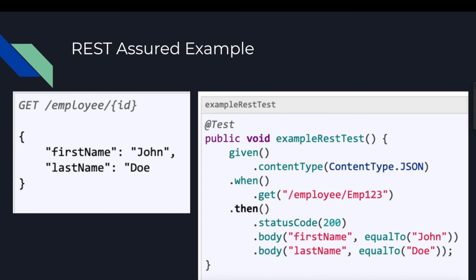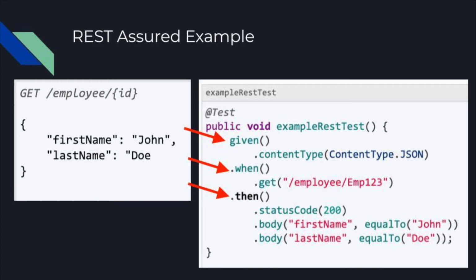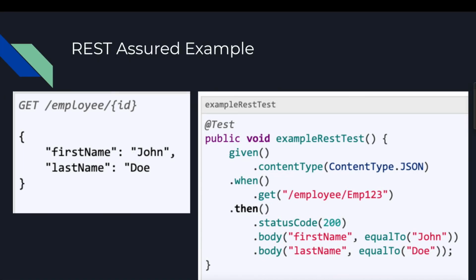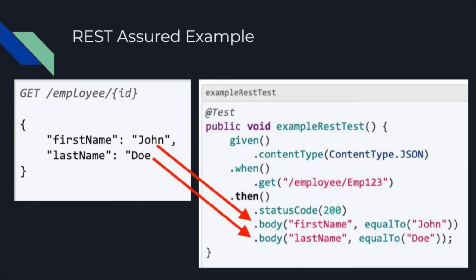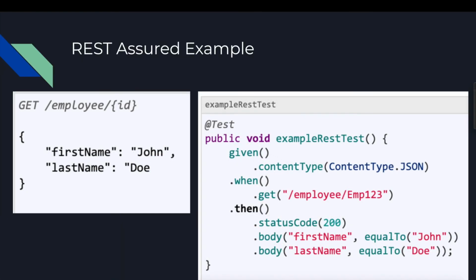So REST-assured gives you a way of writing your tests in a BDD style structure. So you can give given, when, and then sections. Here in this example, in given, we set that the content type is going to be JSON. When I make that endpoint API call, so we make the call to /employee/emps123, that's the employee ID. Then we expect the status code to be 200. That's the first assertion that we make. And in the body, the path at first name should equal to John, and the path last name should equal to Doe. This is the very basic of REST-assured.